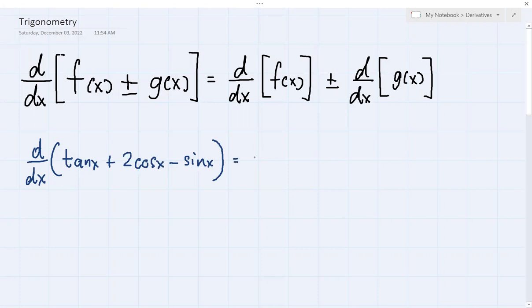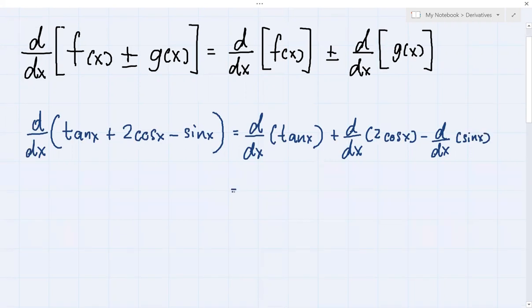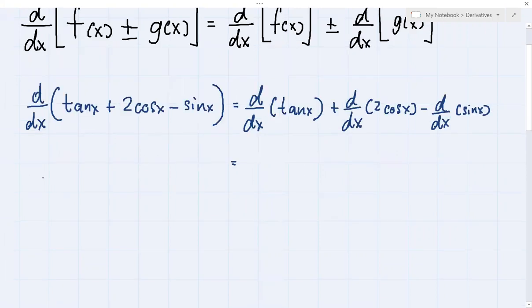So ito, we will have the derivative of tangent x plus the derivative of 2 times cosine x minus the derivative of sine x. That's it. Now, let's get the derivative of tangent x.